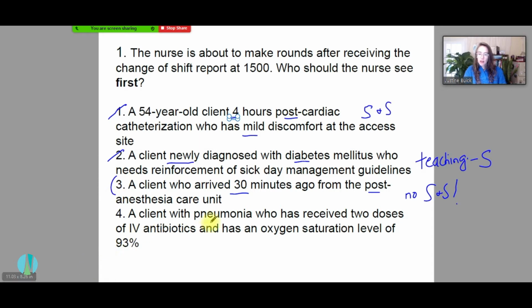And then number 4, a client with pneumonia who has received 2 doses of IV antibiotics. So they've got the medicine for their condition, which makes sense. And then the sign and symptom data says they have an oxygen saturation level of 93%. That's the cutoff point on the NCLEX for oxygen sat level. Anything below that, I would definitely be concerned about airway issues. So that person I can probably just eliminate. And due to the high risk of complications of number 3, I'm going to go with that one.